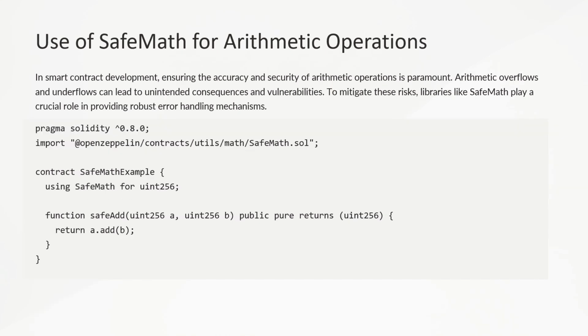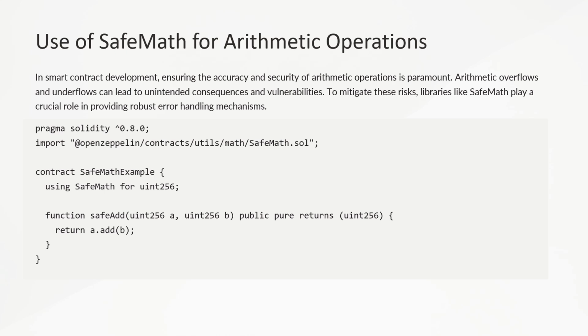SafeMath is a library in Solidity that helps prevent arithmetic errors such as overflow and underflow when performing mathematical operations on integers. It was widely used in the older versions of Solidity prior to 0.8.0. Picture arithmetic in smart contracts as solving intricate puzzles needing precise calculations. SafeMath acts as a reliable solver, preventing errors and vulnerabilities.